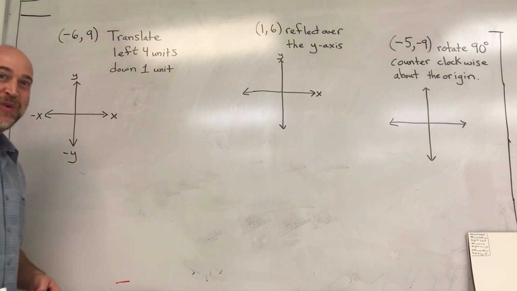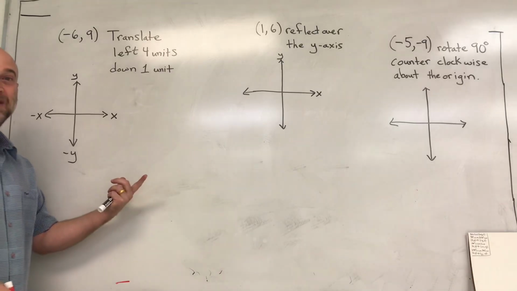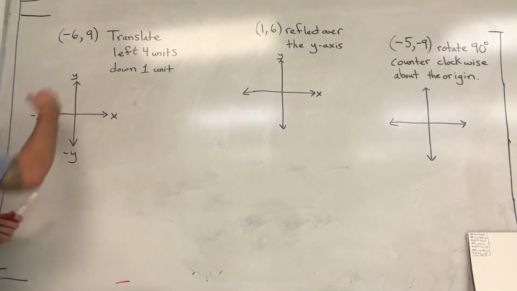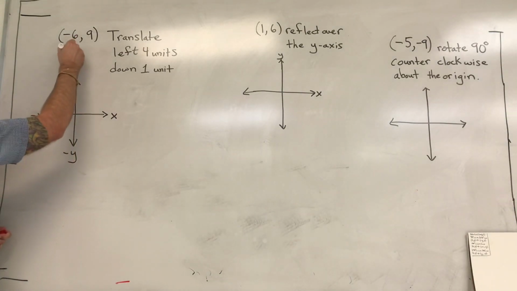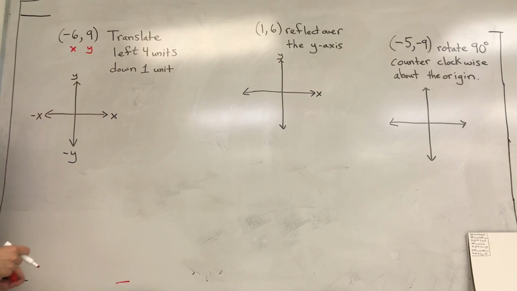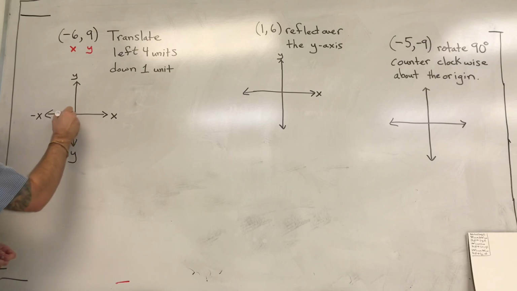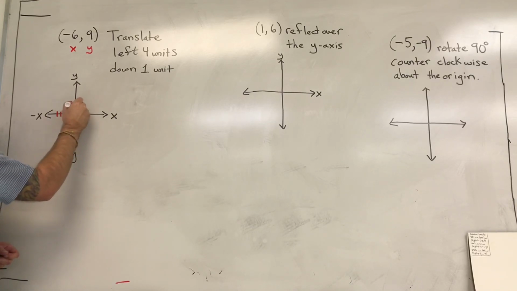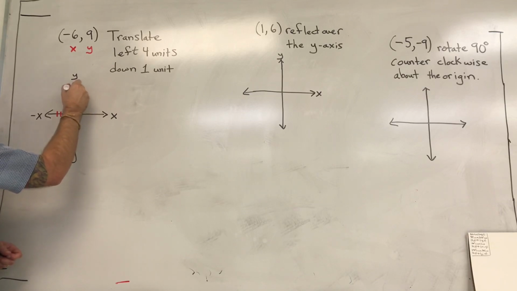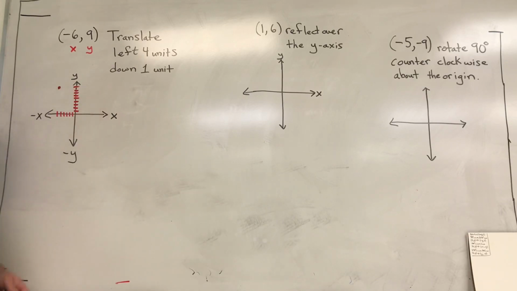Some tricks to help you get through some of these transformation problems. First thing I like to do is mark what the x and the y are for my coordinates. So here's the coordinate here, that's negative 6, 9. 1, 2, 3, 4, 5, 6. 1, 2, 3, 4, 5, 6, 7, 8, 9. I know it's right there.